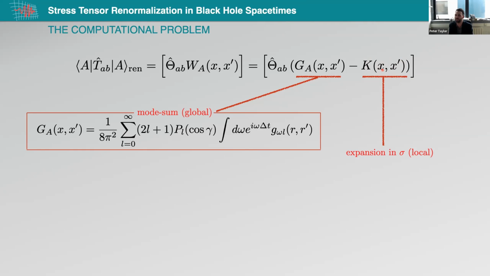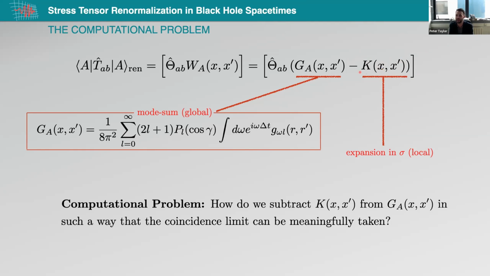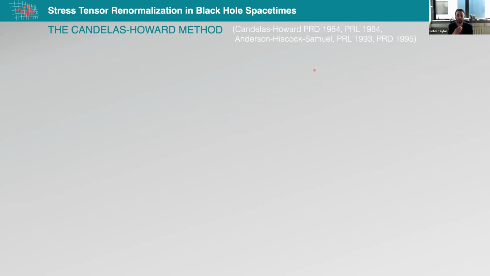So the computational problem is simple to state: how do I actually subtract this locally constructed parametrix from this mode sum expression in such a way that the coincidence limit can be meaningfully taken? It seems like a simple problem to state, but it's been quite a tricky problem to solve, as Noah Zilberman mentioned in our talk earlier this morning. It's been a long-standing problem.